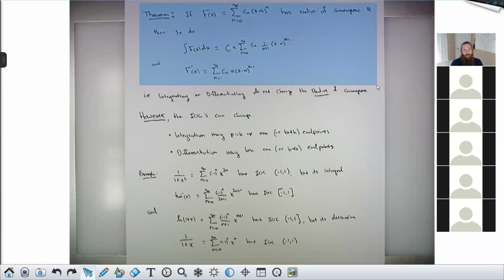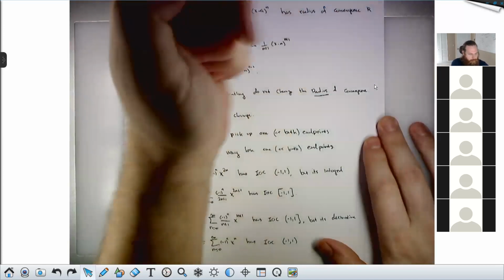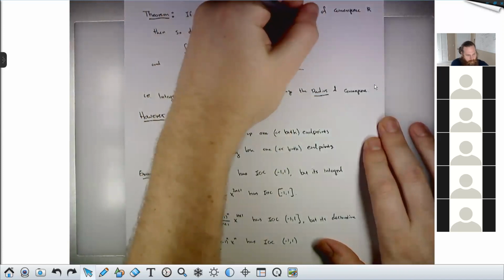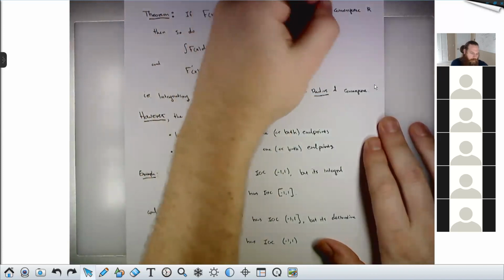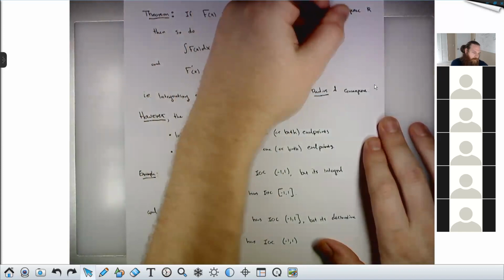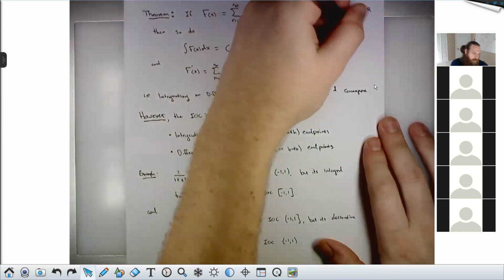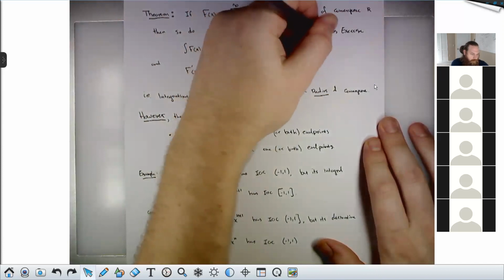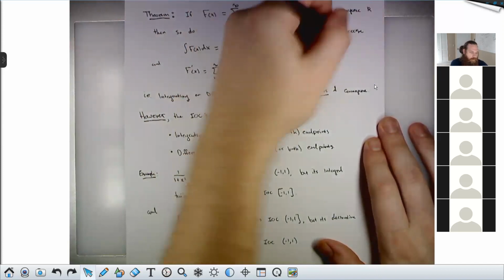People are always asking me, what can I do to do better on the next test? Here's an example of something you can do to do better on the next test. Prove this theorem. How do you prove it? So the proof here is a bonus exercise for you, use the ratio test.